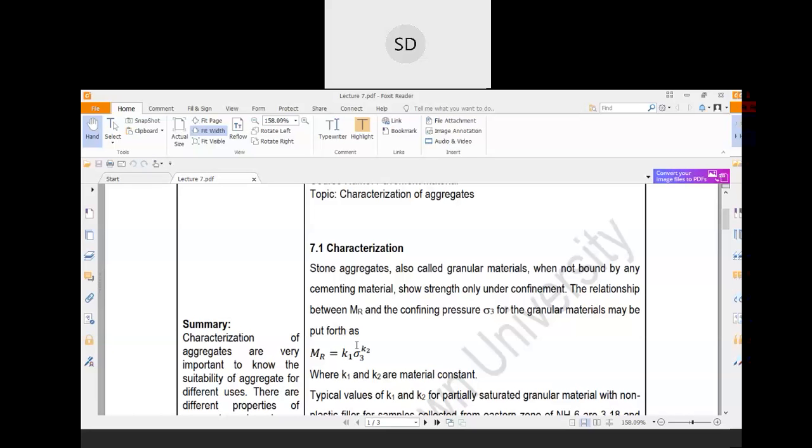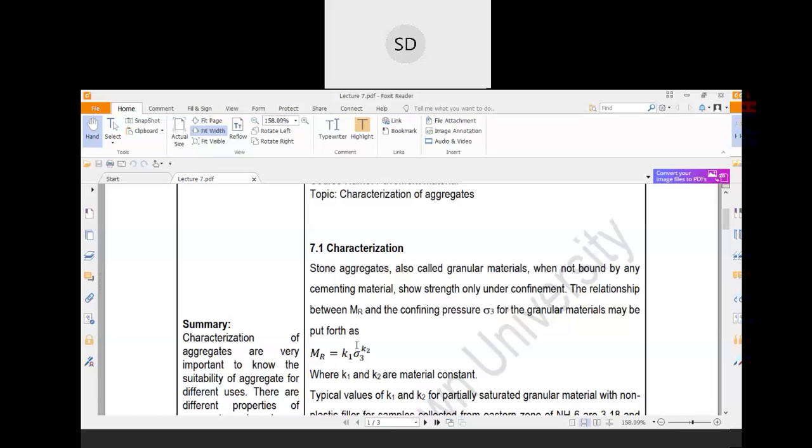So this MR value is proportional to your confining pressure, and that relationship can be established as MR equal to K1 into confining pressure to the power K2. Now, K1 and K2 are material constants. How do we find these material constants? You go for extensive testing of different materials to find out the K1 and K2 values.